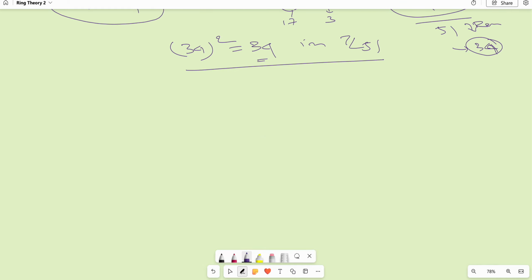Now I am defining another notion which is called zero divisor. This is an important notion, zero divisor.